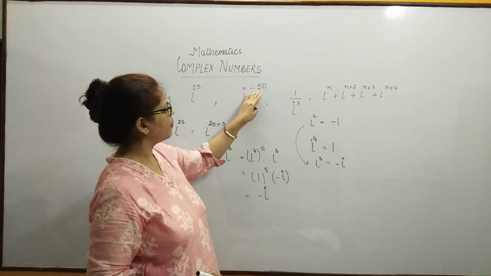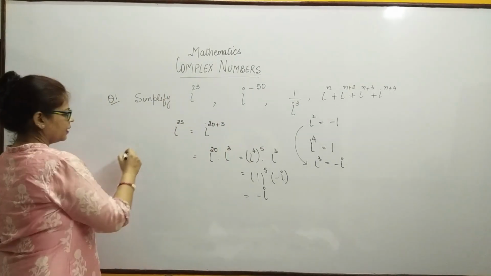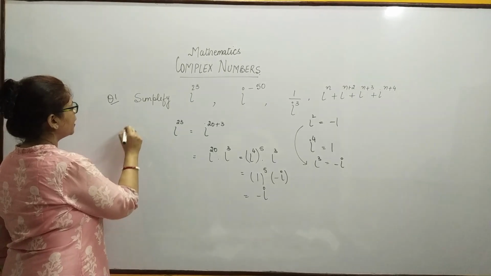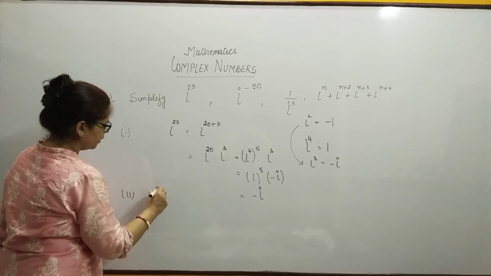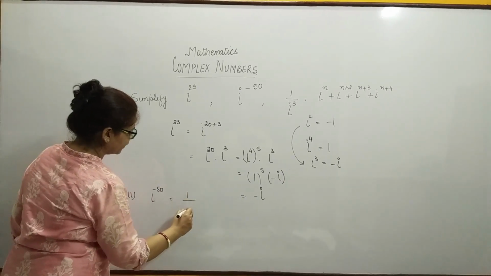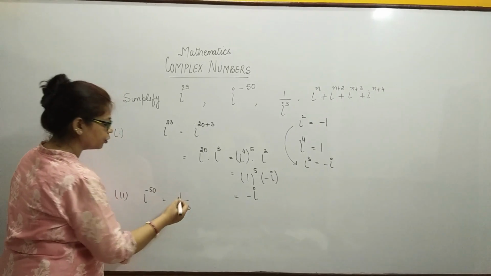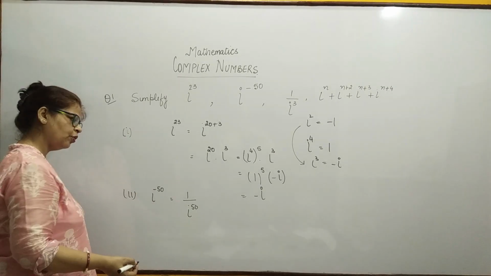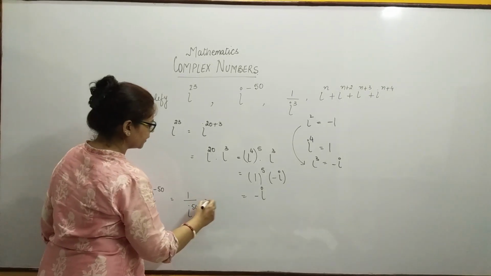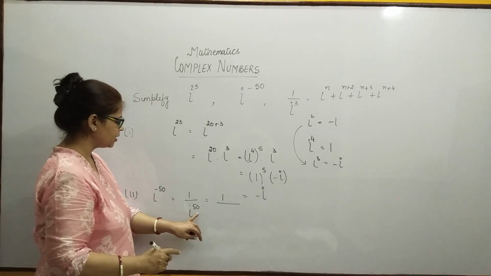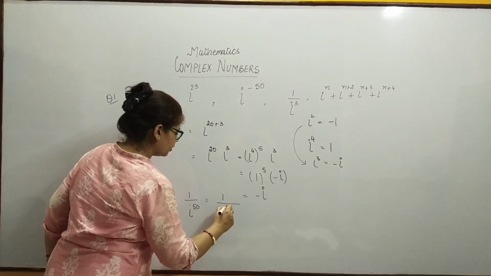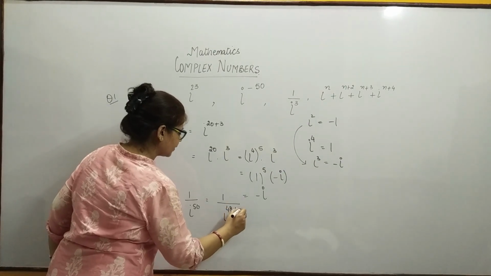i raised to the power minus 50, right? This was the first part, and now take i raised to the power minus 50. Minus 50 you can write it as 1 upon i raised to the power 50. इसको डिनोमिनेटर में ले जाते हैं and no issue, डिनोमिनेटर में सॉल्व करते हैं. i raised to the power 50, 50 को आप 4 से डिवाइड करते हैं. आप अच्छी तरह जानते हैं आपके पास 2 रिमाइंडर आएगा.